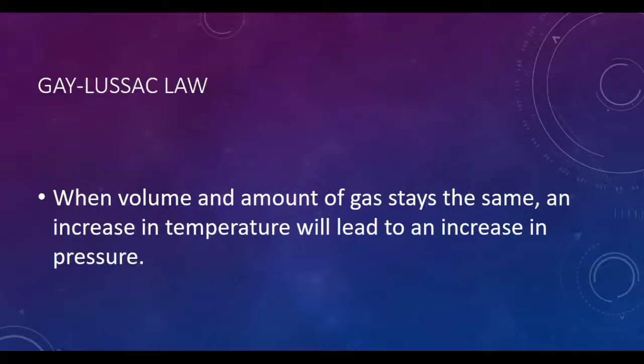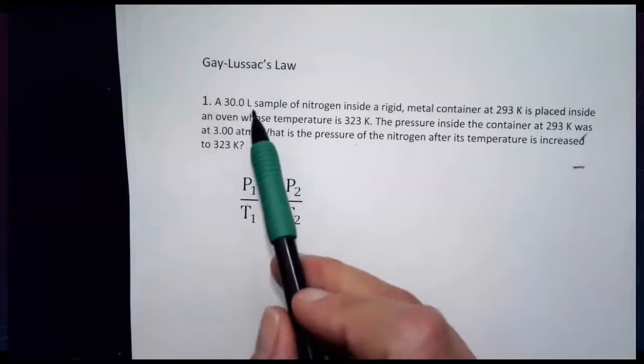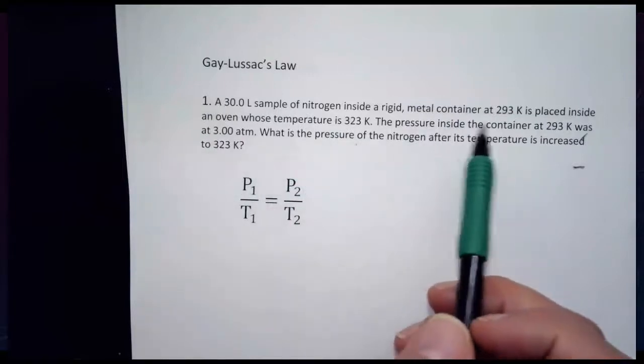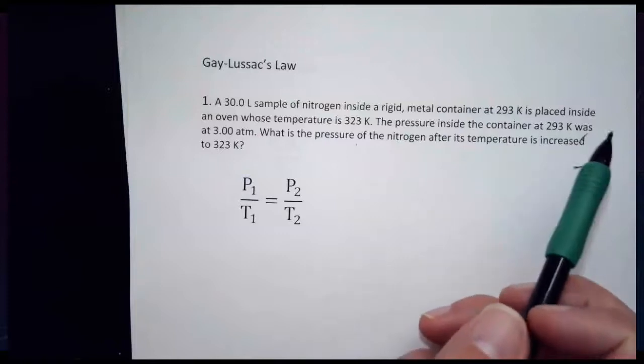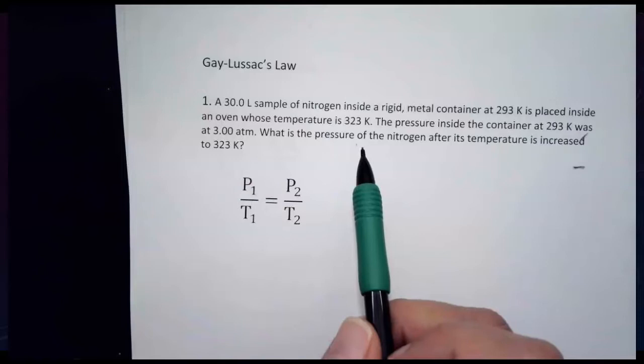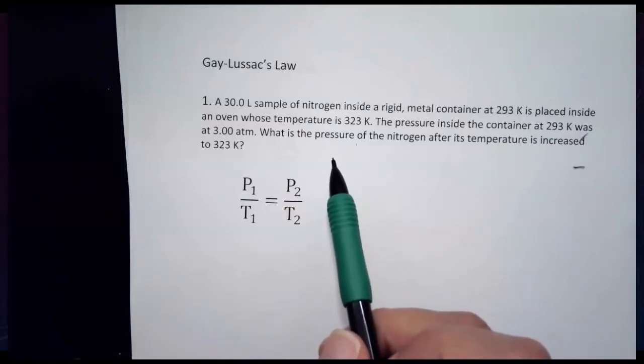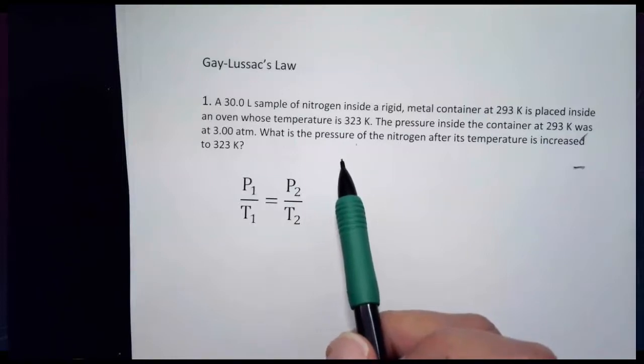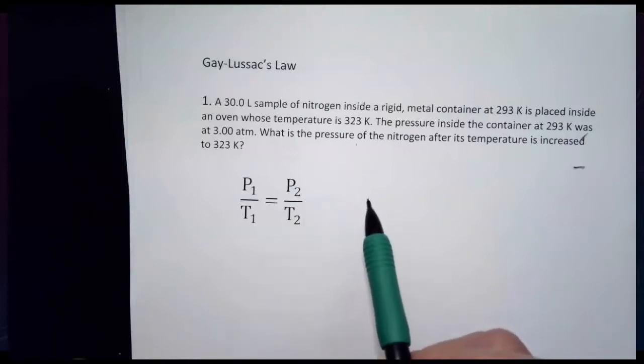Gay-Lussac's law is going to look at the relationship between temperature and pressure. Again, it's a direct relationship, so when temperature increases, pressure is also going to increase, and we're going to assume that the volume and the amount of gas stays the same. Question: a 30.0 liter sample of nitrogen inside a metal container at 293 K is placed inside an oven whose temperature is 323 K. Pressure inside the container at 293 K was 3.0 atmospheres. This is the pressure. What is the pressure of the nitrogen after its temperature is increased?